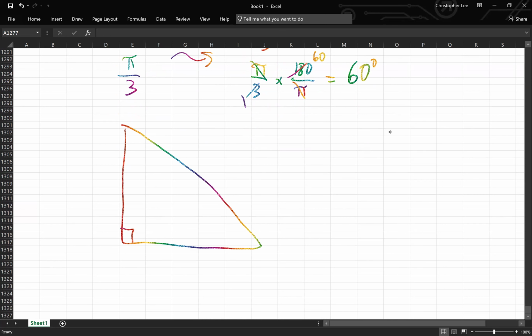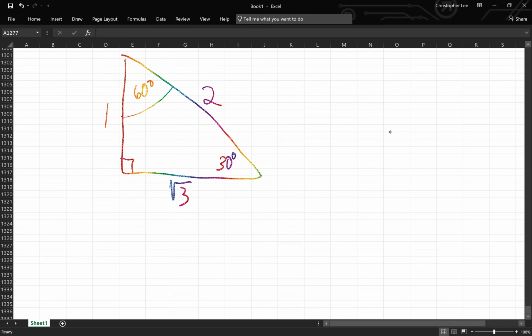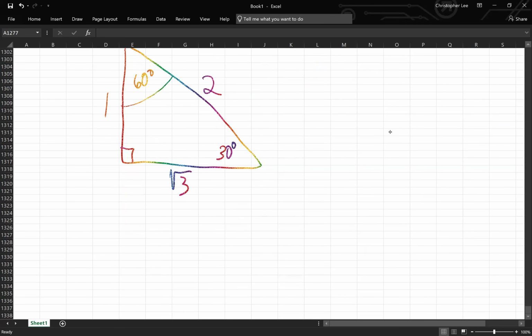In this particular triangle, I want 60 degrees. So I'm going to put 60 degrees up top, which means that my other angle down here is 30 degrees. So opposite of the 60-degree angle is going to give me square root 3, right? And then the hypotenuse will always be 2, and then this will be 1. So that being said, I want all 6 identities for 60 degrees.